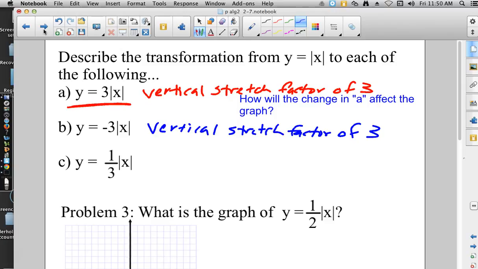What did that do? The negative there. What's it going to do? Reflects it over the x-axis. Good. Reflect over the x-axis.